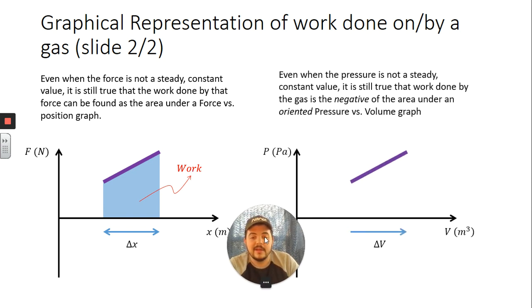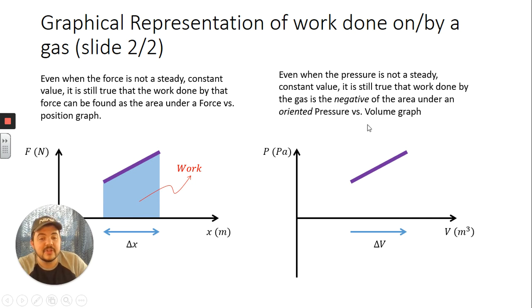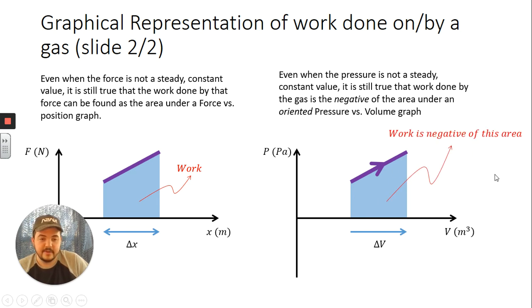Similarly, even when the pressure is not a steady constant value, it is going to be true that the work done by the gas is the negative of the area under an oriented pressure versus volume graph. Negative because as we expand, the gas is getting tired and losing energy, and oriented because we're going to care about whether it is the gas that wins and expands the piston in the cylinder, or the surroundings that win and the gas actually compresses. So here we're going to put our orientation arrow, shade in that area, and the work is the negative of that area.